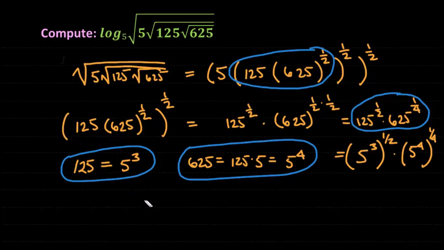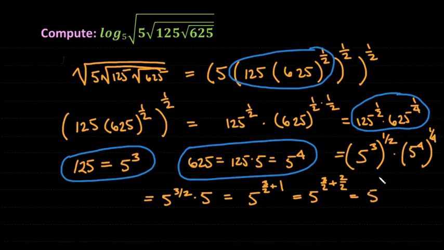Exploiting the laws of exponents, 5 to the 3rd to the 1/2 is 5 to the 3/2. 5 to the 4th to the 1/4 is just 5. And this gives you 5 to the 3/2 plus 1, which is equal to 5 to the 3/2 plus 2/2. And that's 5 to the 5/2.